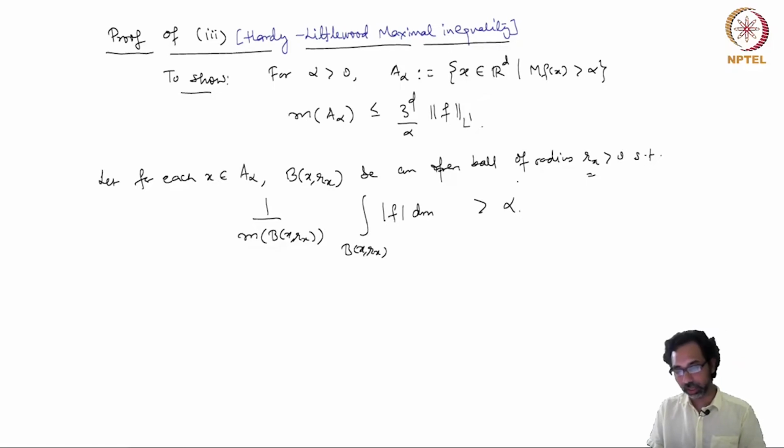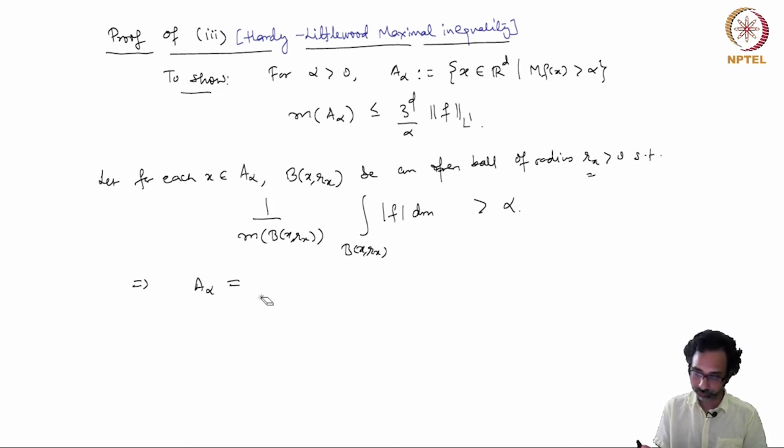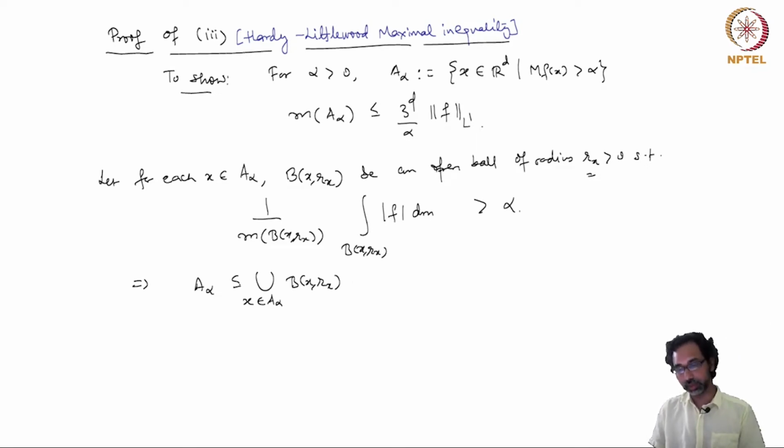And now this is a collection of open balls covering A_alpha. So this implies that A_alpha is equal to the union over x in A_alpha of B(x, R_x), that is, A_alpha is covered by these open balls.